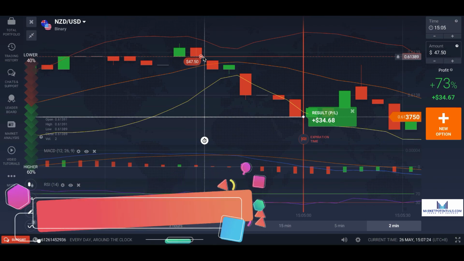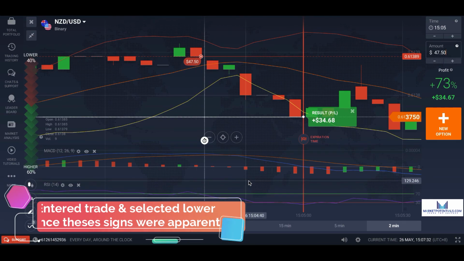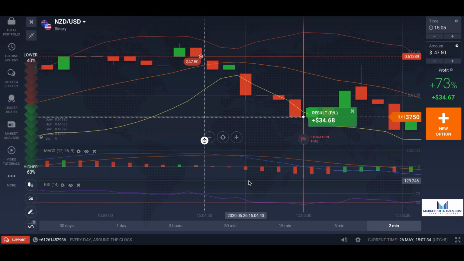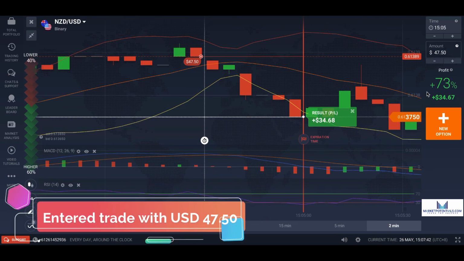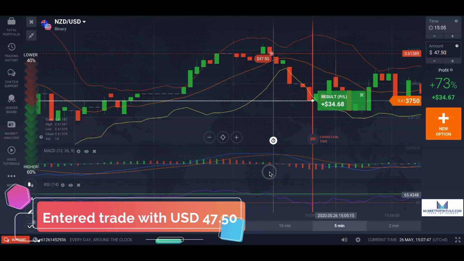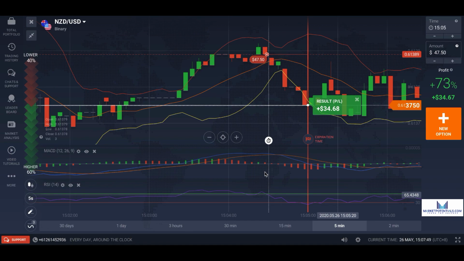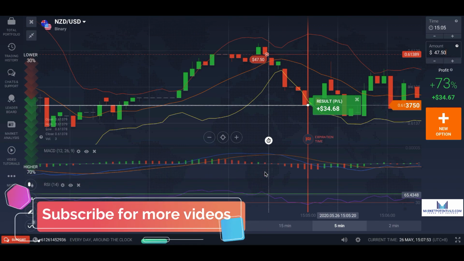And I entered into the trade just around here, as you can see, once I saw that happening, this tip becoming lower. All right. So when that happened, that showed me, yes, possibility of a downswing is there and it's imminent. And I put in $47.50, netting me a 73% ROI of $34.67 on the second trade. Now, guys, I'm happy to go home with this over $580 odd, and I will call this an end.